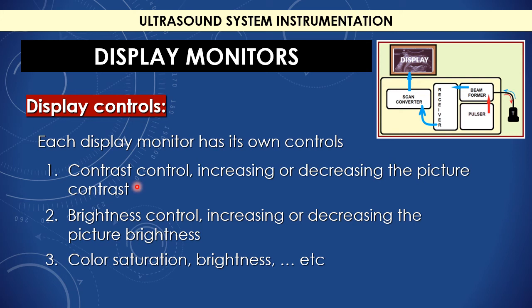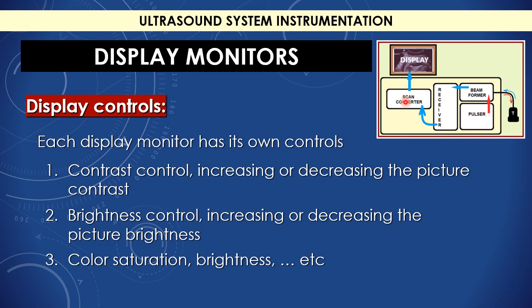The other one is the brightness control. Of course, this is very familiar, like if you increase the brightness or lower the brightness, but this depends on the contrast and the brightness control of the display. Also, there are some key controls for the color saturation, brightness, etc. for the color display. These are control keys for the display only. So the advice is don't touch them, because if you lower or increase any of these controls, it will give you a brighter or a darker image. It will give you a picture with less contrast or lower contrast, and this might force you to compensate for what you did here, by the receiver, which is the gain, increasing the gain.